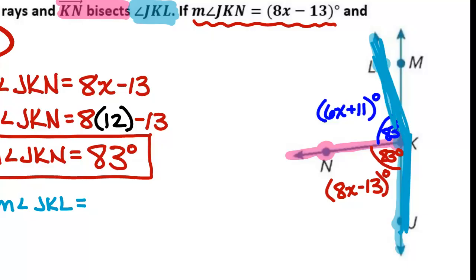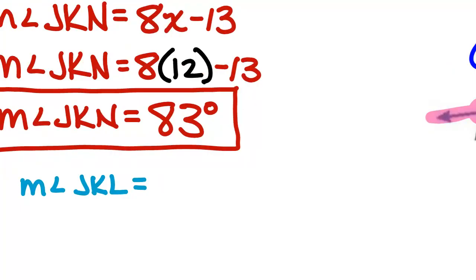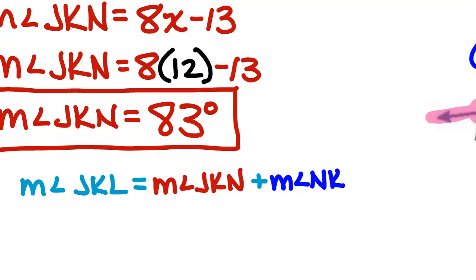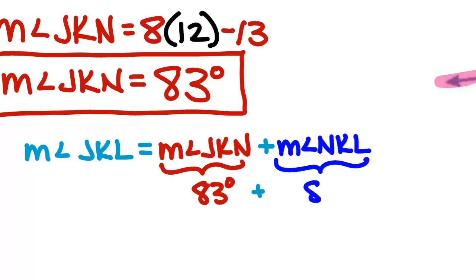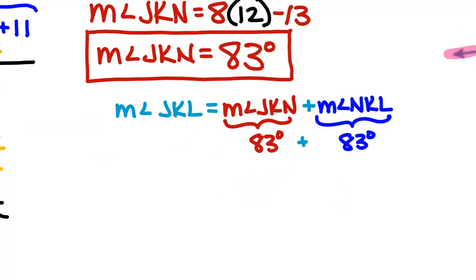Angle JKL is made up of angles JKN put together with angle NKL. So we either have 83 plus 83, or you can do 83 times 2. So how big would that angle be? 166 degrees, yes.